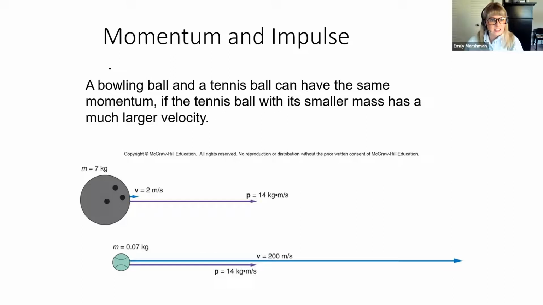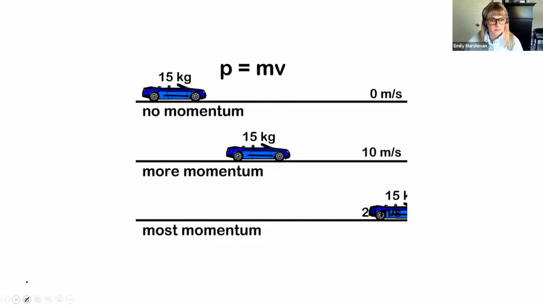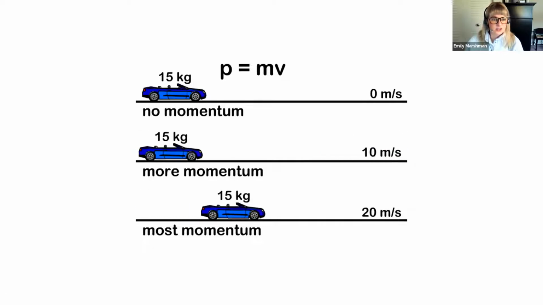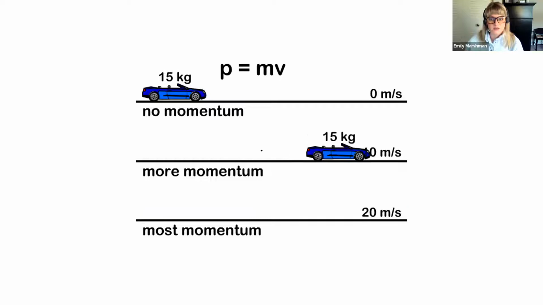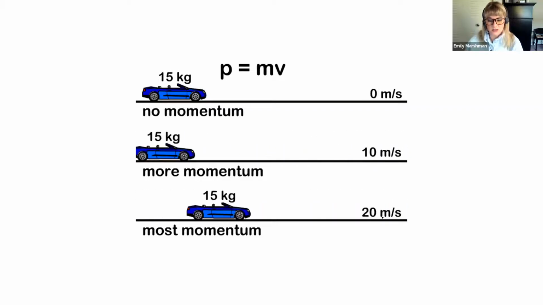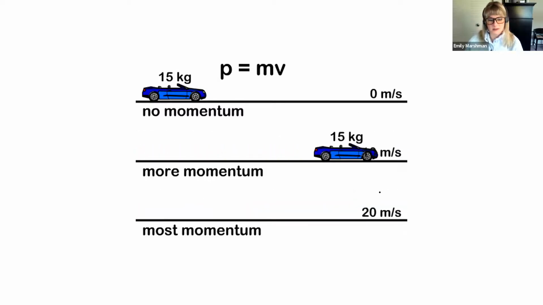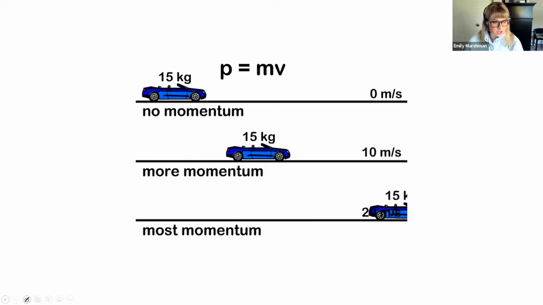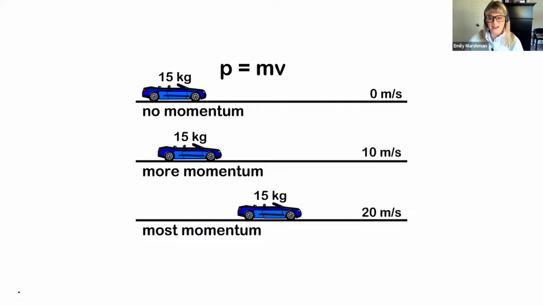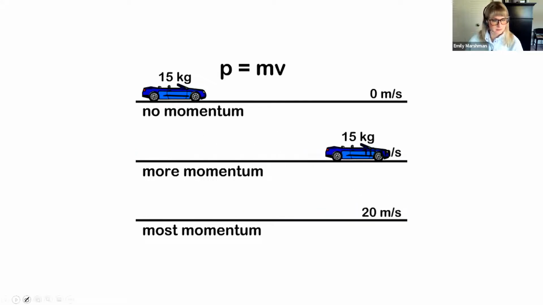So that's the idea behind momentum. You can see different situations. If a car is at rest, it's got 0 momentum. If it's moving at 10 meters per second, it has a little bit more. If it's moving at 20 meters per second, out of these 3 situations, it's going to have the most momentum. So momentum involves not only how fast the object is moving, but also the object's mass.